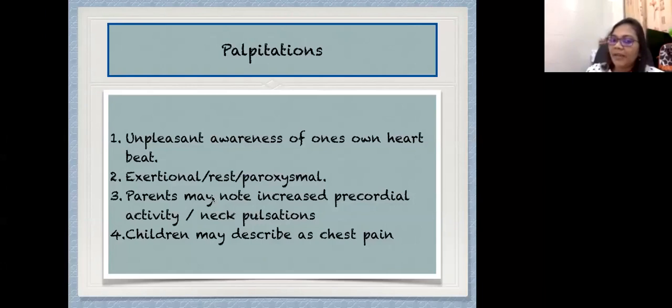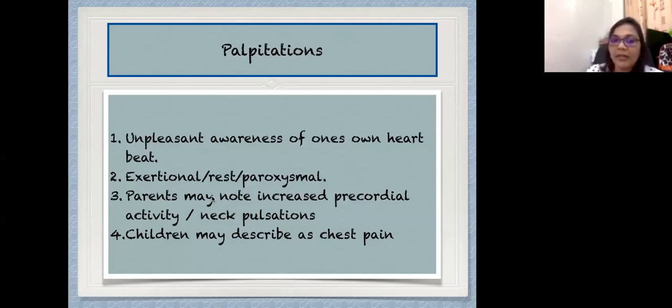So in small children, parents may notice increased precordial activity or neck pulsations, and sometimes children may describe it as chest pain also. So whenever you hear chest pain, you have to specifically ask more. Little bigger kids can sometimes tell you, when you give them the option, that is it something like tuck, tuck, tuck, they might say yes, it is not chest pain, but it's feeling really some abnormality, which they don't know how to describe. So it's not like in adults, it is very difficult sometimes to elicit a proper history in kids.